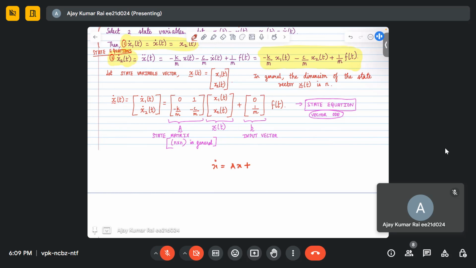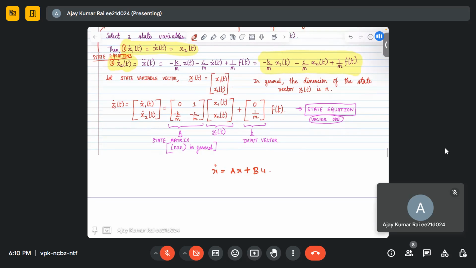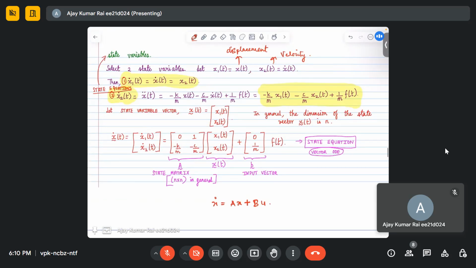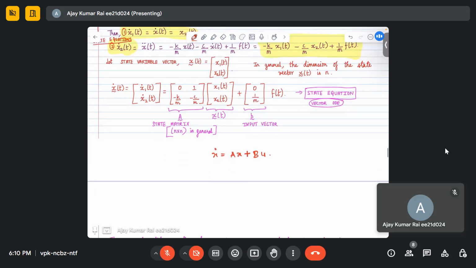x dot equals Ax plus Bu. We try to develop this matrix form, let's take it for SISO. What is A called? A is called the state matrix, x is your state variables and B is your input matrix. Simply, we write all the equations in this form. This is called the state equation, and you can see it is already written here.